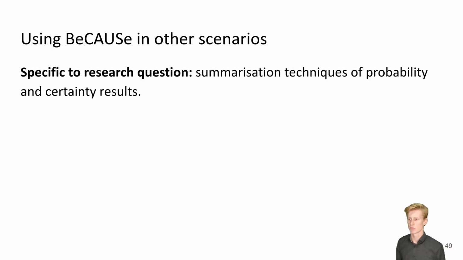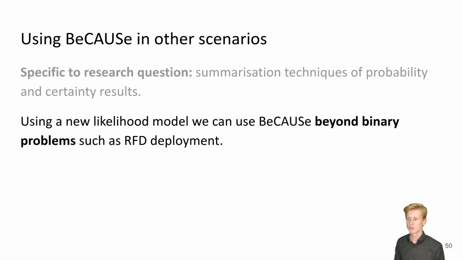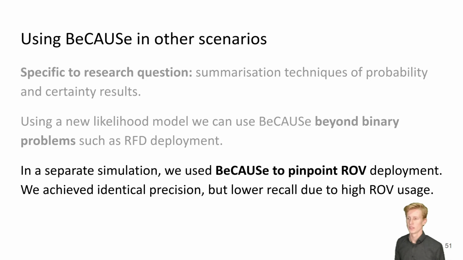The generic BeCAUSe framework could also be used in other scenarios. The summarization techniques can be altered to fit other research questions. Using a new likelihood model can enable the application of this method to network tomography problems beyond the binary problem introduced here. To show that BeCAUSe can also work in other scenarios, we have simulated an ROV measurement and then used BeCAUSe to pinpoint ROV deployment. BeCAUSe achieved 100% precision but lower recall due to very high ROV deployment.